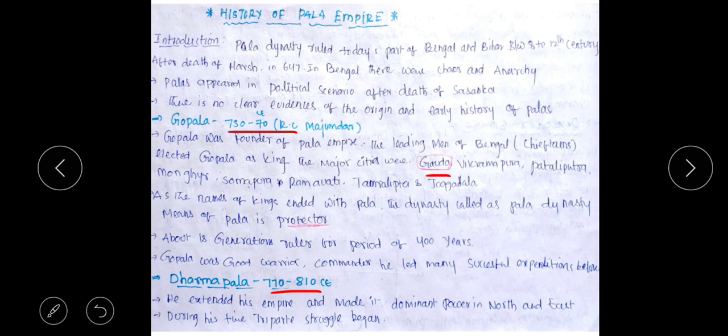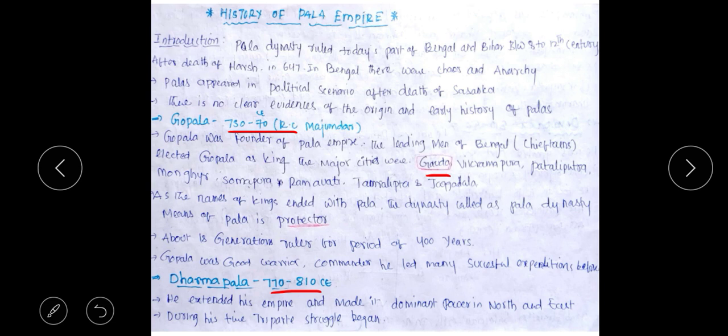During the period of these three rulers, the power of the Palas reached its zenith. After that, the rulers that followed presided over a stagnated period, meaning there was no extension or acquisition of territory, and no loss of territory either. The period after Devapala is known as the stagnant rule of the Pala Empire.